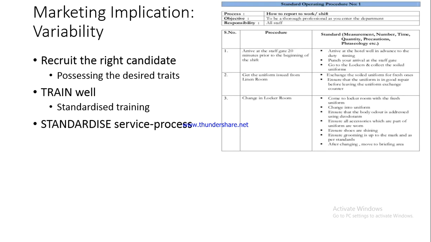What do we mean by this? You can define the service process and then every service provider will have to follow that. I'll give you another example now. I had taken the example of a waiter in a restaurant.